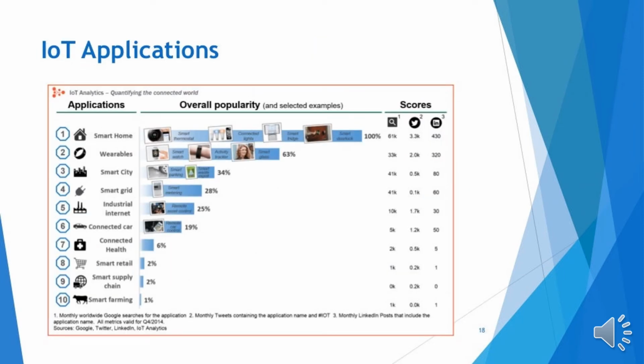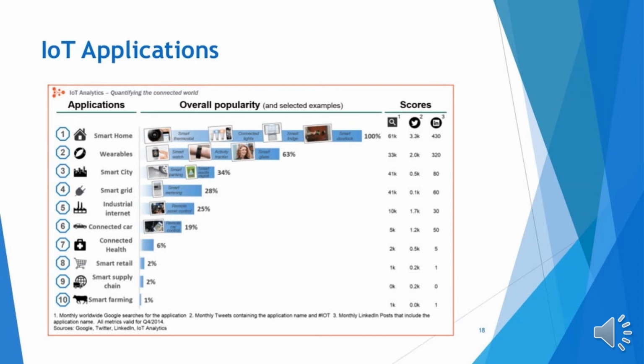So let's see some more applications of IoT. First thing is smart home. A good example for smart home is a fan, where the fan can be controlled by using a button that we can hold within our hand.